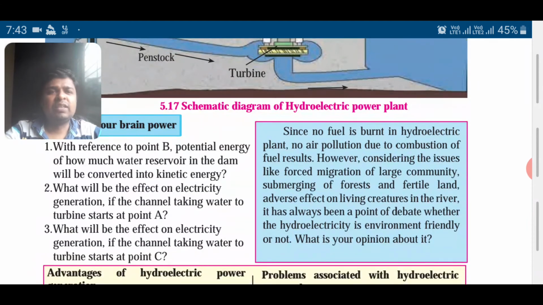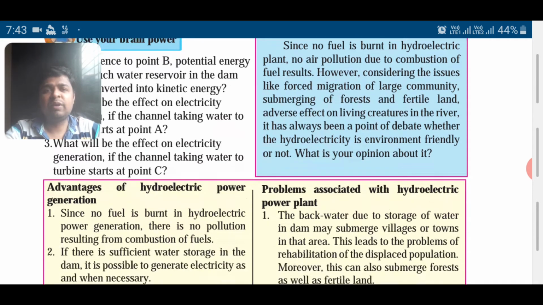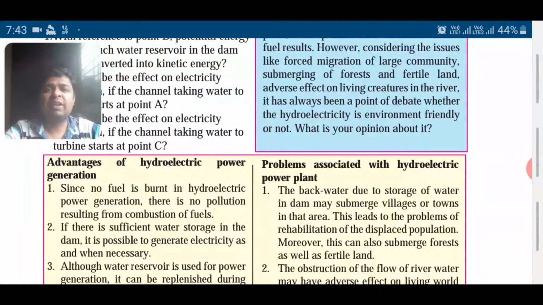Here no fuel is burned, so there is no question of air pollution. But there are some issues, like migration of the people. Whoever is living there has to migrate to another place. If there is a forest, it will be submerged under water. If there is agricultural land, it will also go under water. The ecosystem will be affected. But yes, this is a non-polluting source of energy, and you can get this energy for a very long time, every year.